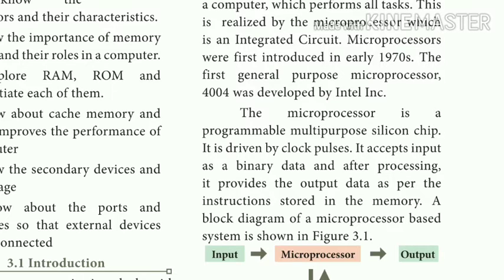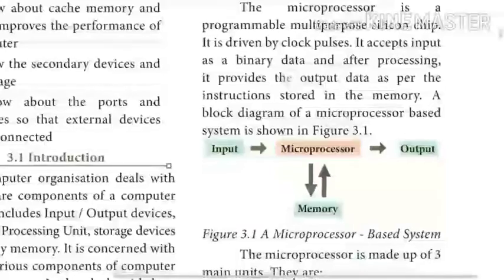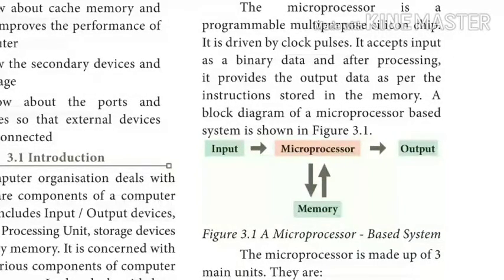It is driven by clock pulse. It accepts inputs as binary data, and after processing, it provides the output as per the instruction stored in the memory. A block diagram of a microprocessor based system is shown in figure 3.1. Okay, so this microprocessor is a chip. It's a chip that is connected to the computer so that you can do your work efficiently.